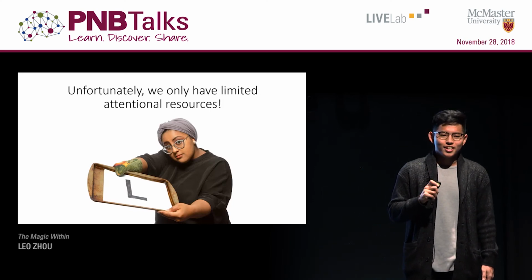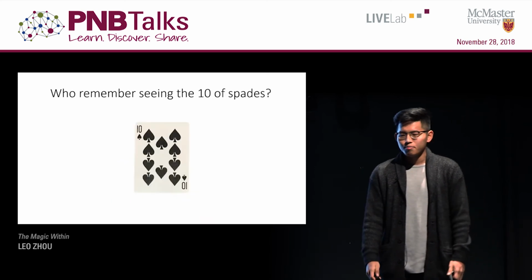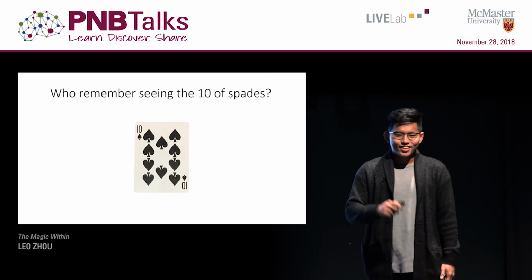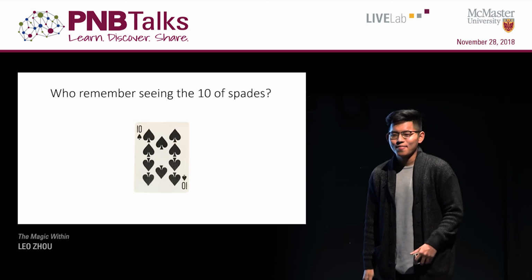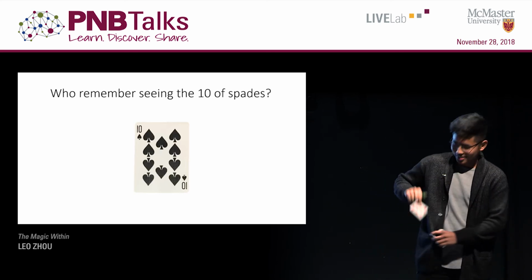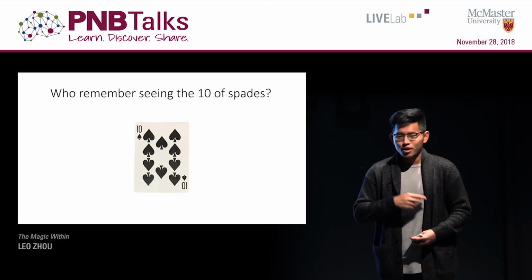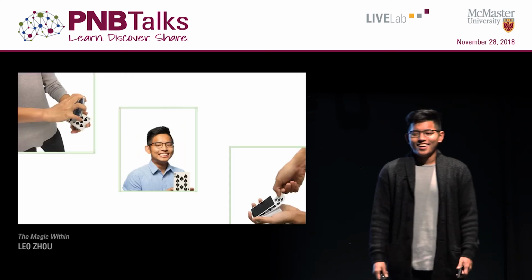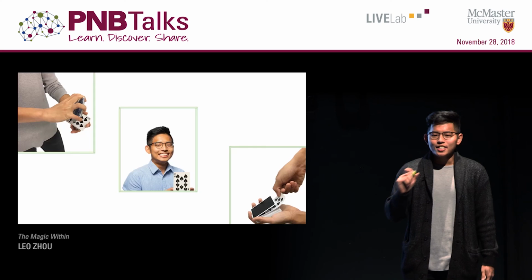Everyone has the image. So who actually remembers, was it the 10 of spades? See, we see a couple hands going up there. Good, good, good, but wrong. The card was actually the 6 of hearts. So throughout the presentation, there were images of the 10 of spades everywhere. So see, I didn't convince you.